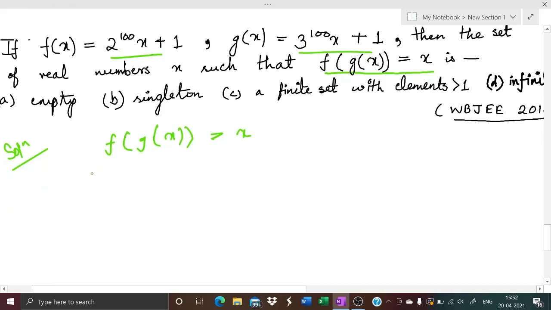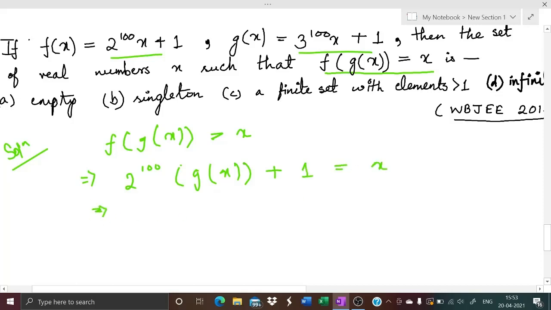I will solve it like f of g of x. Okay, so what is f of x? 2 to the power 100 x plus 1, that is 2 to the power 100 x g of x plus 1, equals to x.